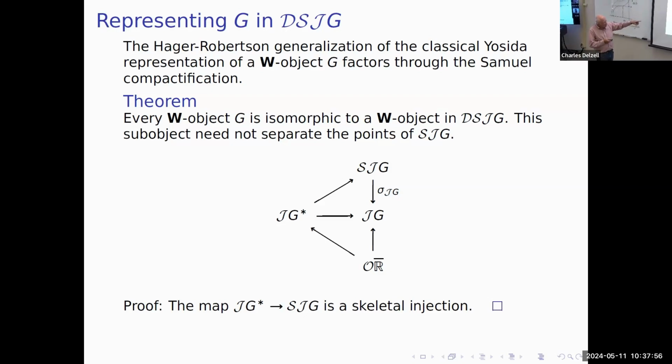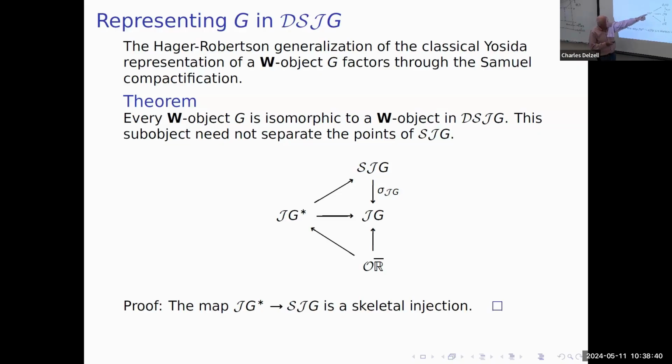Okay, that's a perfectly respectable uniform frame, and therefore, being compact, it factors through the Samuel compactification, right? So we have that arrow. And what that means is any frame map from the topology of the extended reals will, of course, lift to a map into J G star by virtue of the Hager-Robertson representation theorem. This is exactly the Hager-Robertson representation. But then we get an automatic bootstrap up into this richer compact frame.